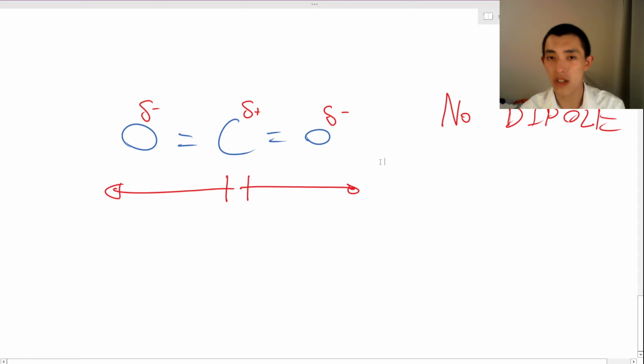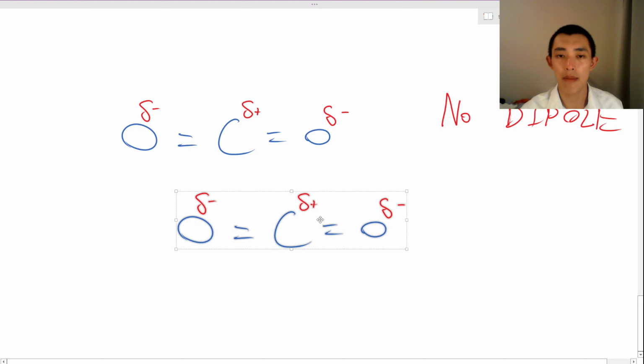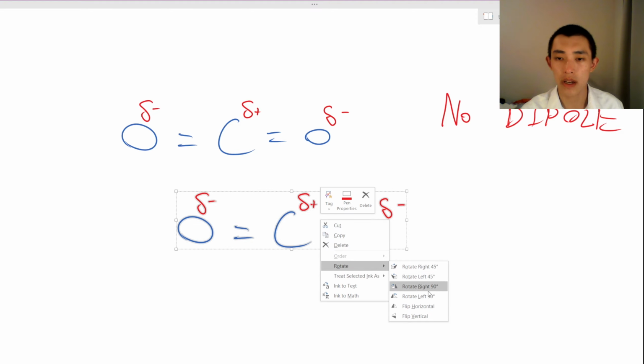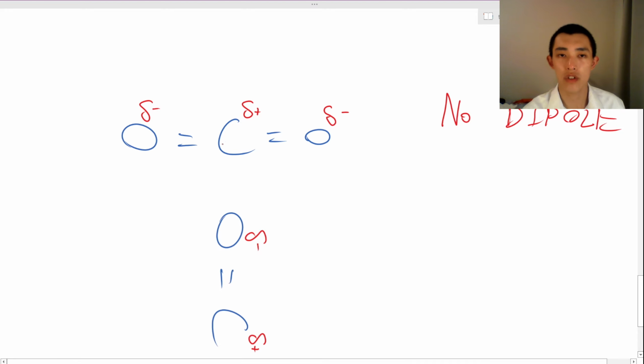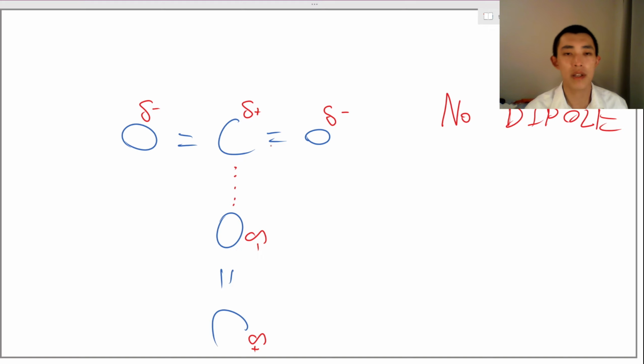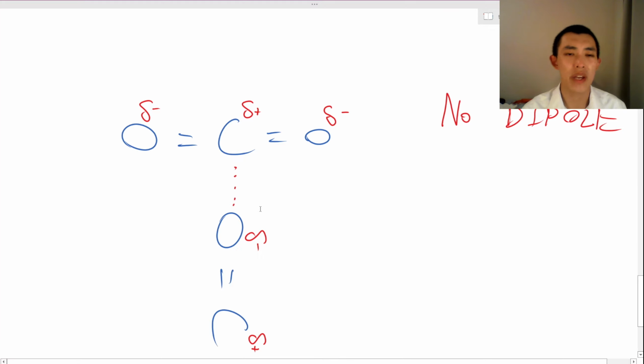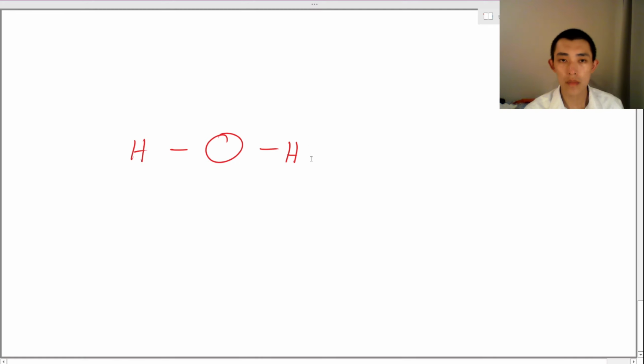However, and this is extension, that's not to say that there's no interaction at all. If you did have a second carbon dioxide, there will still be attraction between this partially negative end and this partially positive end. But it's not called a dipole-dipole bond, even though it has very similar properties. It's just technical because it doesn't involve a dipole.